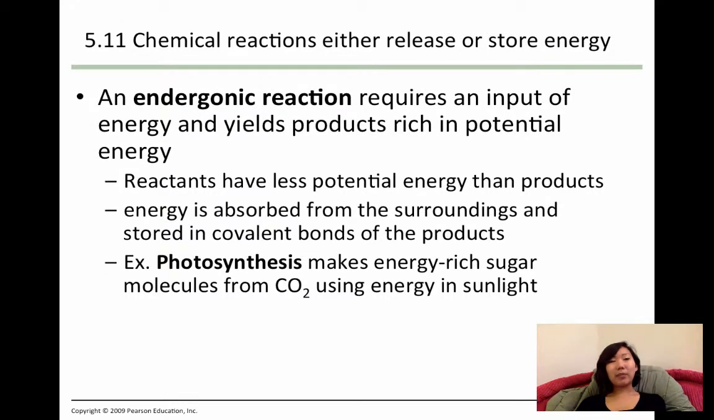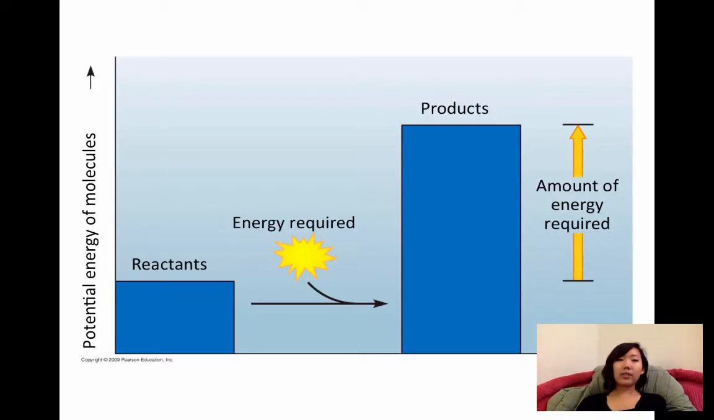Photosynthesis is a really good example of this, where you're starting off with just CO2 and you're trying to create a much more complex molecule like sugar, and you need energy from the sun to do that. This right here is just a chemical diagram that shows that same thing. The difference between reactants and products is the amount of energy you need to put into the system in order to create the products.